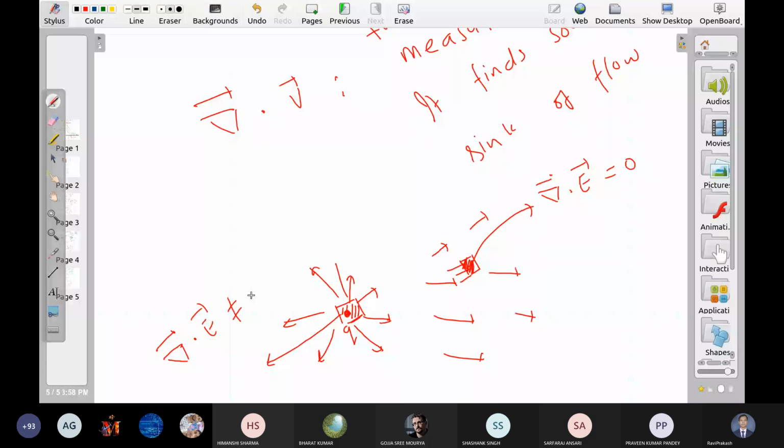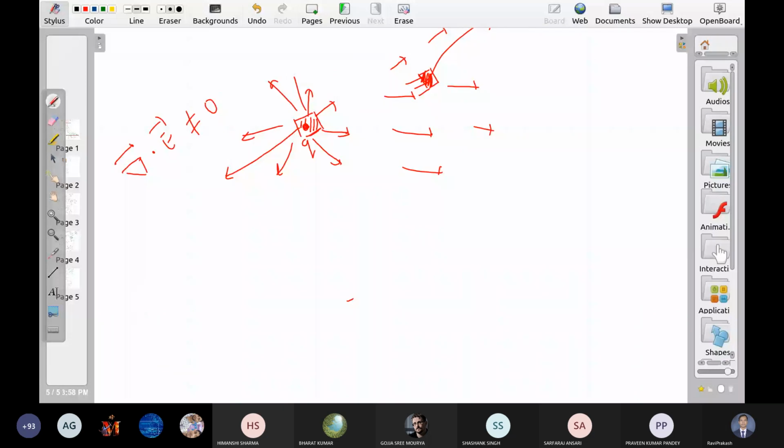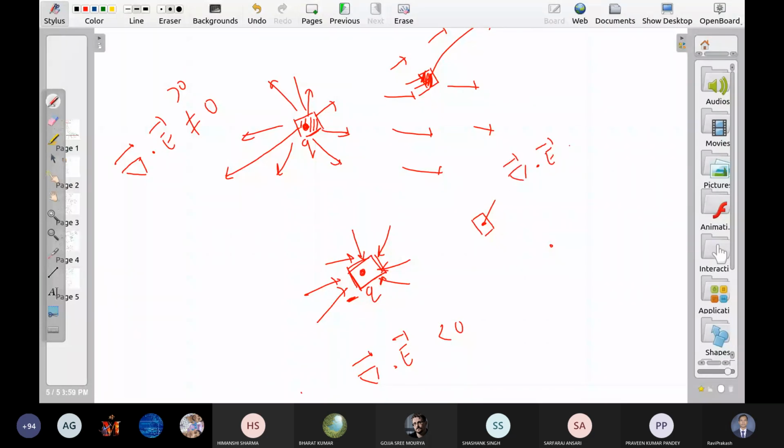Similarly, if there is a negative charge at this point, it is capturing the electric field. Electric field is coming towards it. If you take a small area around this charge, there is a net inside flow of electric field. यहाँ पे जितना भी फ्लो है सब अंदर को आ रहा है. There is no outgoing flow. So in this case, del dot E is less than 0. It is greater than 0 here. And at any other point जहाँ पे चार्ज नहीं है, let us say this point, whether charge यहाँ पे प्लस या माइनस does not matter. Del dot E has to be 0.